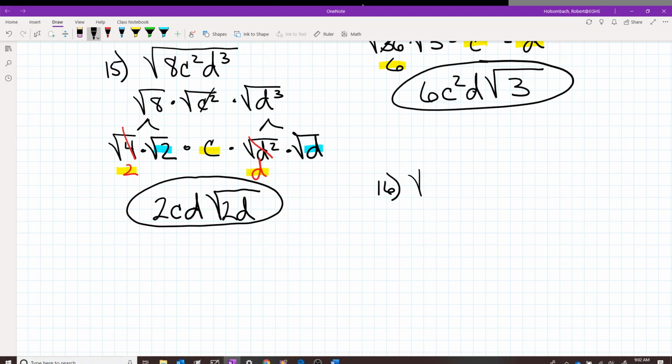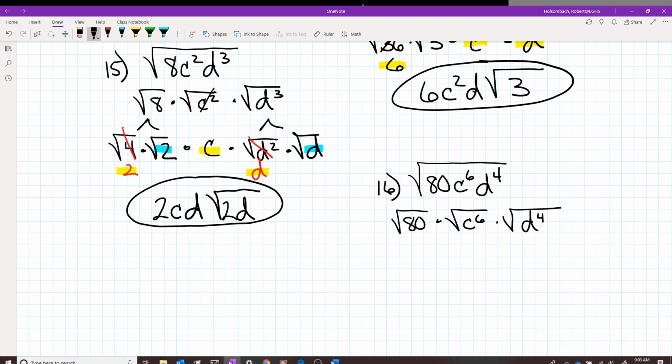Number 16, you're simplifying the square root of 80 c to the sixth d to the fourth. Again, you're going to break it apart. It's the square root of 80 times the square root of c to the sixth times the square root of d to the fourth. 80. The largest perfect square that goes into 80 is 16. So 80 is equal to the square root of 16 times the square root of 5.